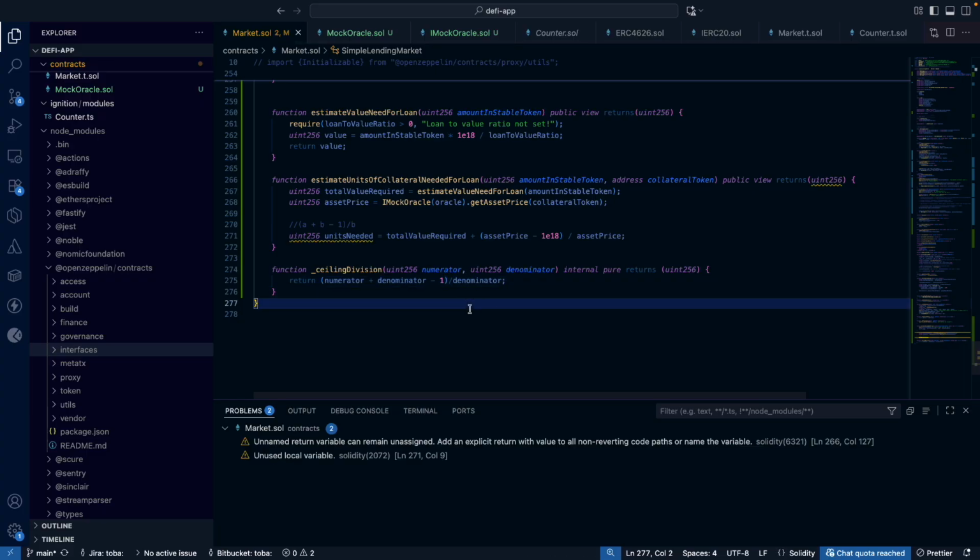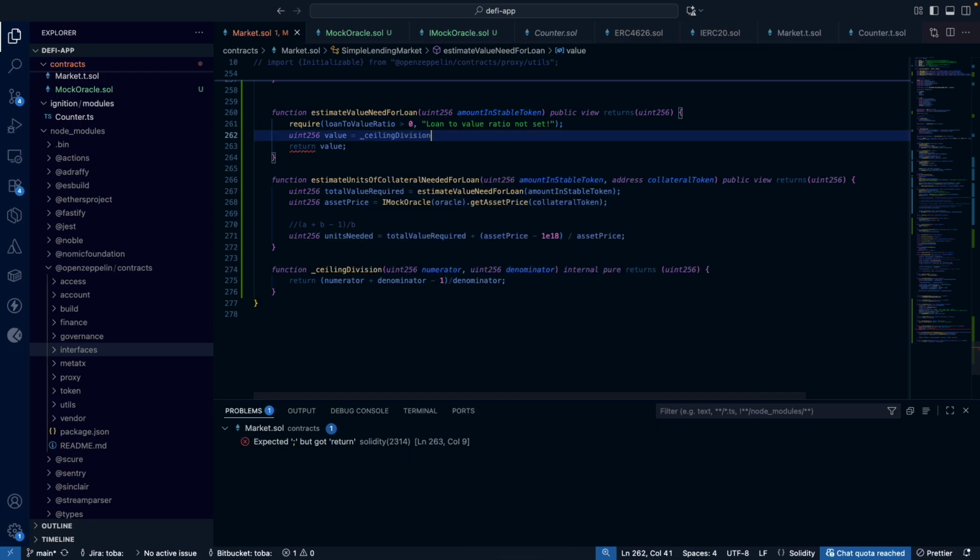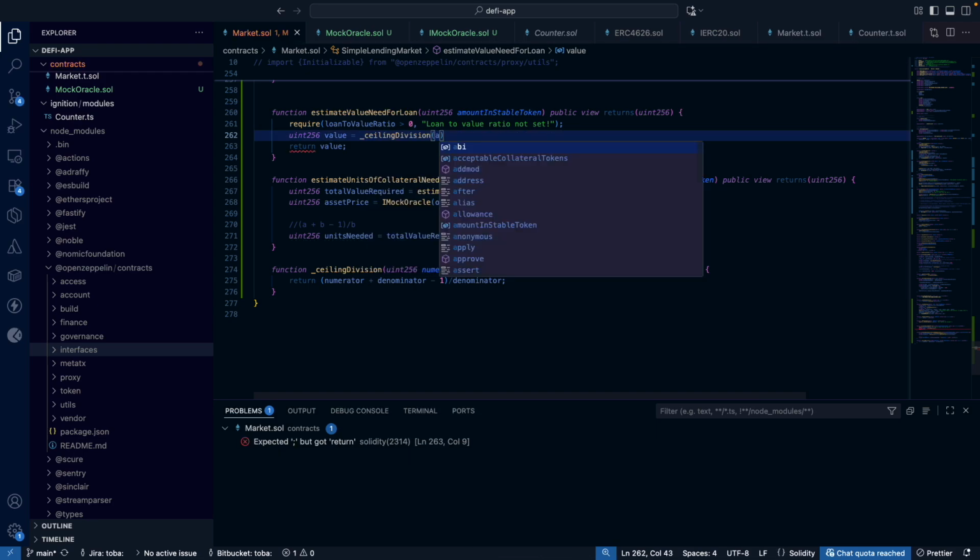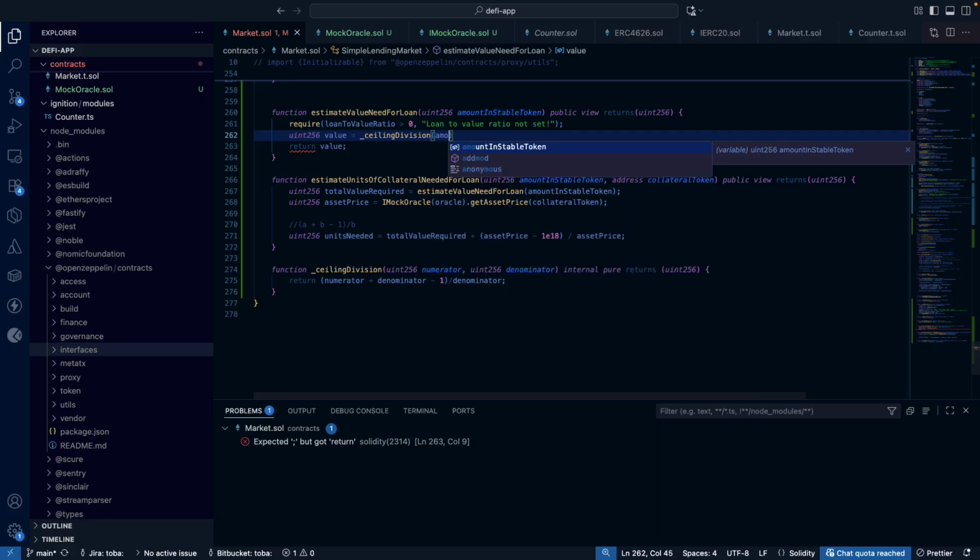Good, sorted. So here we're doing a ceiling division, which is, this is the numerator and this is the denominator, so we need to also handle this. So yeah, we come here and we do ceiling division. Numerator is the amount in stable token. The denominator is the loan to value ratio.